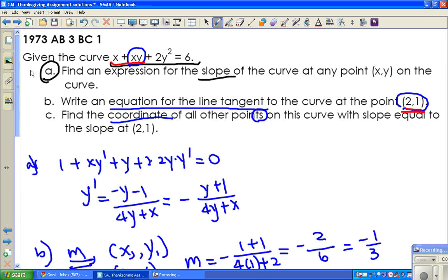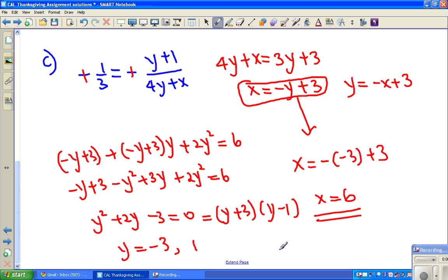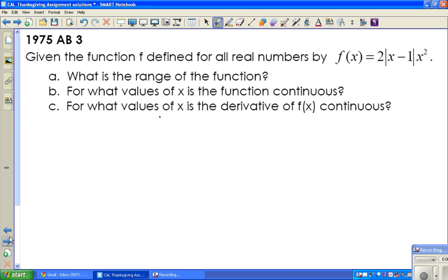So let us try to plug in y being negative 3 and then calculate the rest. In fact, when y is equal to negative 3, we realize that x must be equal to negative 3 plus 3 from that equation. Then x must be equal to 6. So the coordinate which we are looking for is 6 comma negative 3. That is the answer for number C. Alright, let's move on to the next question.